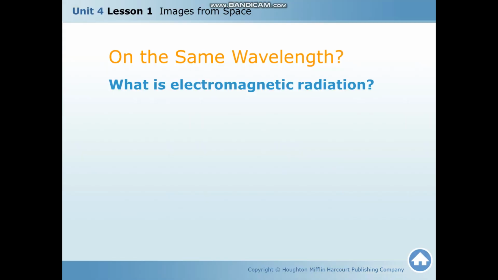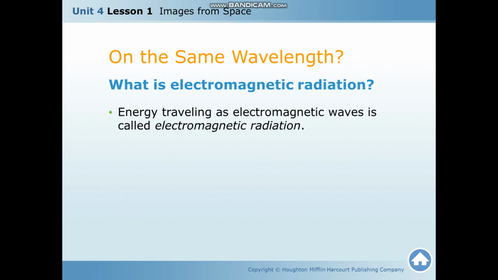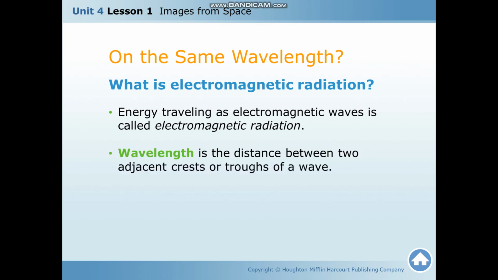What is electromagnetic radiation? Energy traveling as electromagnetic waves is called electromagnetic radiation. Wavelength is the distance between two adjacent crests or troughs of a wave. Frequency is the number of waves per second.